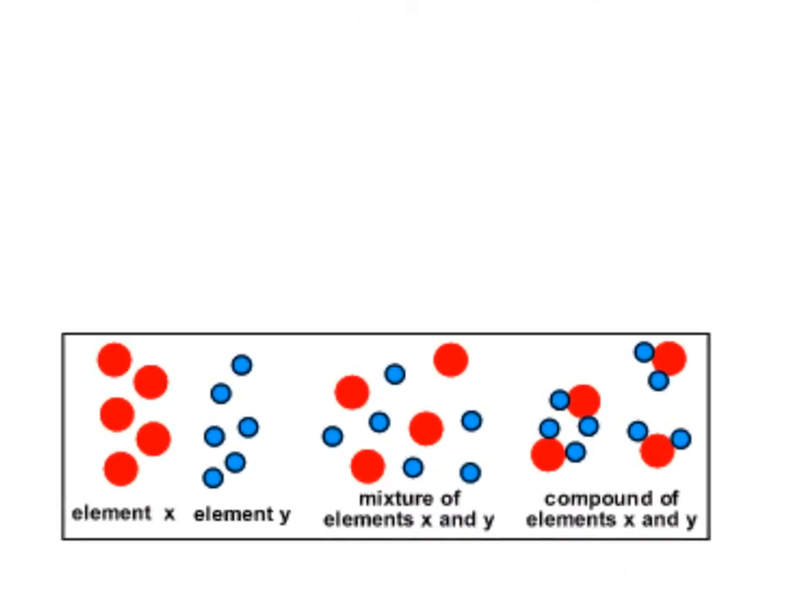So if we look closer at this diagram, we have elements here on the side. When we have two or more elements bonding together, so the atoms of those elements are attracted to each other, we get compounds that are over here. So a chemical bond exists in compounds.